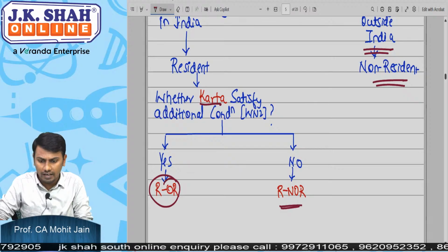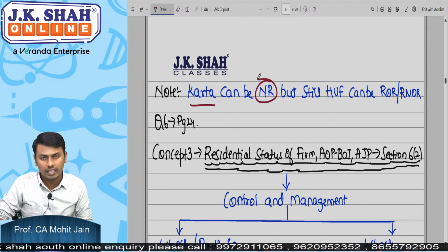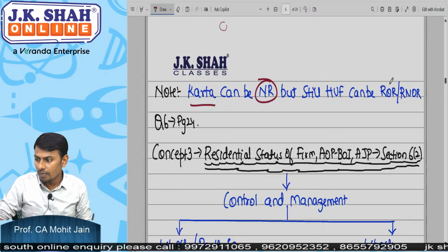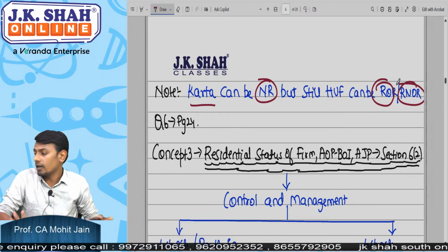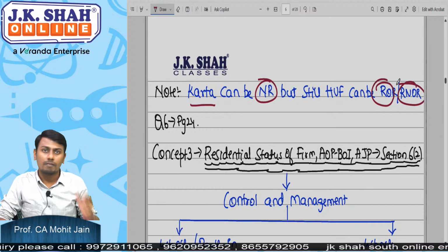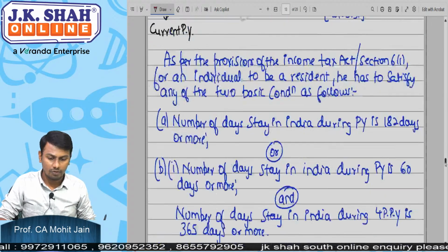So that's what I have written in my next point. If you see in my notes, after that point: Karta can be non-resident, but still HUF can be ROR or RNOR. It has nothing to do with that. Both of them do not have to be the same. Clear? Please come to your notes. Let's write down this answer.